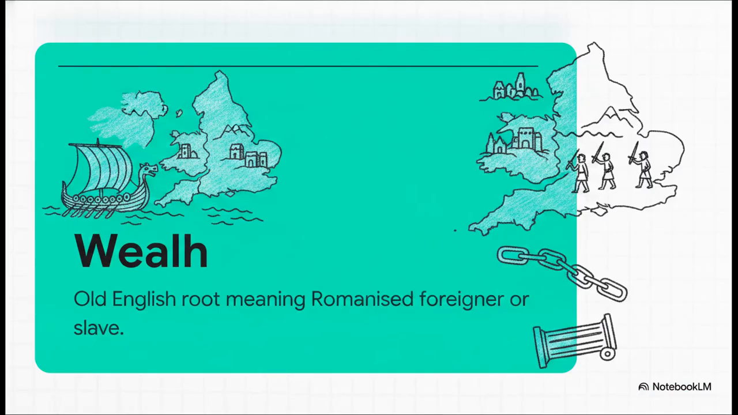Now, as the Anglo-Saxons claimed England, they pushed the native indigenous Britons westward. And the power of exonyms here can be incredibly harsh. The Anglo-Saxons labeled these Western peoples Welsh, which stems from the Old English root wealh. This word meant Romanized foreigner or even slave. I mean, just think about the irony of that for a second. The arriving Anglo-Saxons were literally calling the native original inhabitants of the island foreigners in their own land.